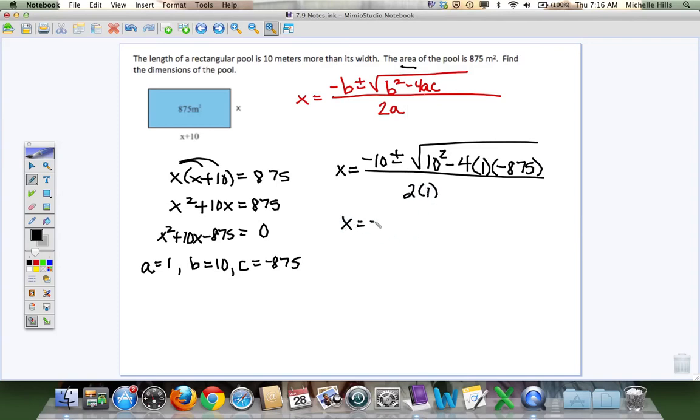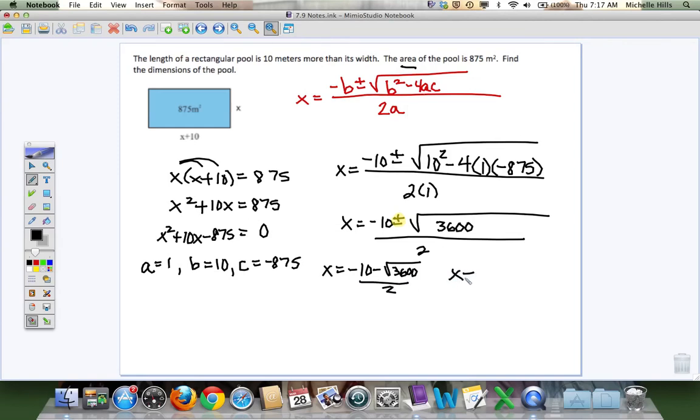So if I take my calculator and I punch in 10 squared minus 4 times 1 times negative 875, I get 3600. And then the 2 times 1 will give me 2. I'm going to get 2 answers out of this. They're going to come because I have both a plus and a minus here. So one of mine is going to be x equals negative 10 minus the square root of 3600 over 2. One's going to be x equals negative 10 plus the square root of 3600 over 2.